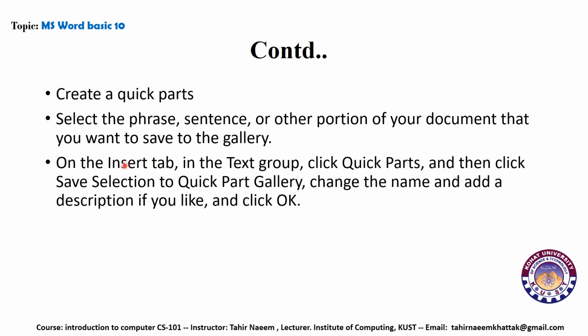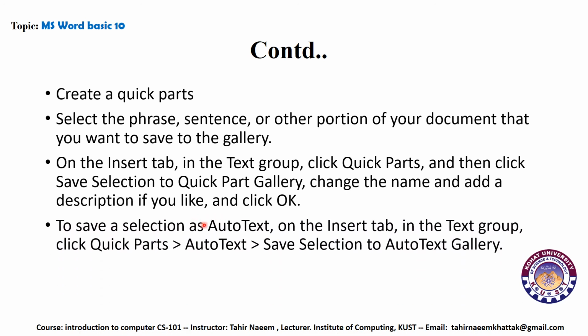Then we will go to the Insert tab, as I mentioned in the previous slide. Then we will go to the Text group. In the Text group you will click on Quick Parts, and different options are shown. In these options we will click on Save Selection to Quick Part Gallery, and here we will change the name and a description of the text we like and click OK.